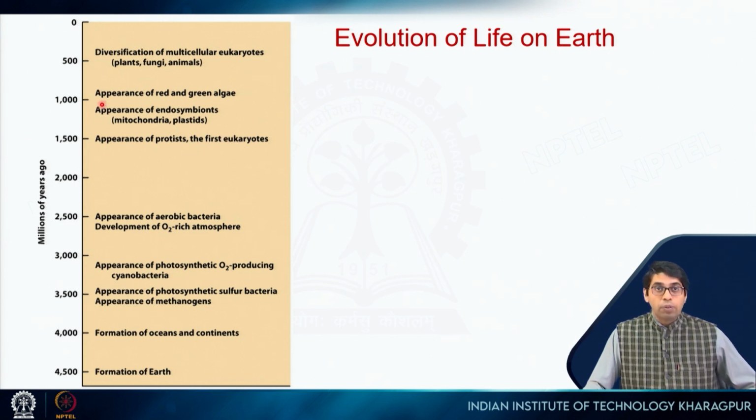1 billion years ago, something very interesting happens, which is called endosymbiosis. I will discuss this in more detail in the next lecture, and this is where these organelles, mitochondria and plastids, appear. Then red and green algae appear, 500 million years ago multicellular organisms appear, and then they start diversifying. And then we are here, this is the present. So let's look at this step.